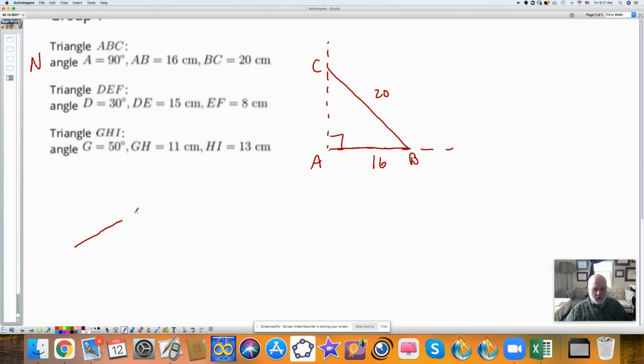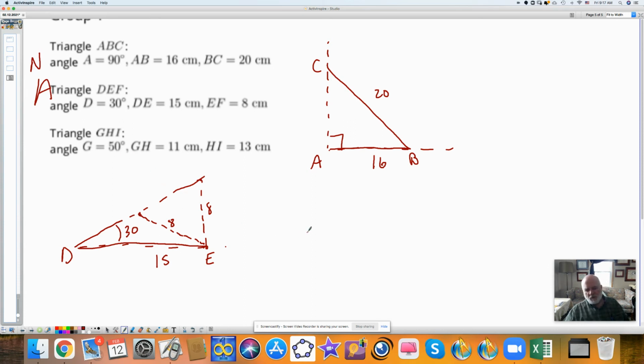For DEF, the angle is 30 degrees. So I'm going to draw this angle, roughly 30 degrees. This is D. DE is 15, so I'm going to draw this as 15. And then it says EF is 8. Well, if I do it over on this side, here I could have 8. Oh, I could also have 8 over here. So this is ambiguous.